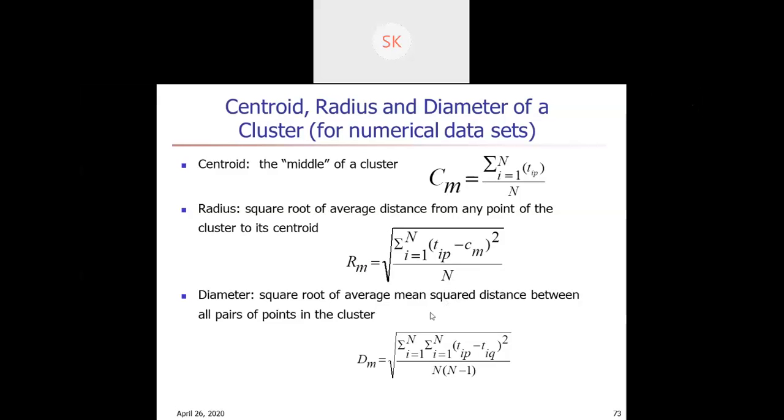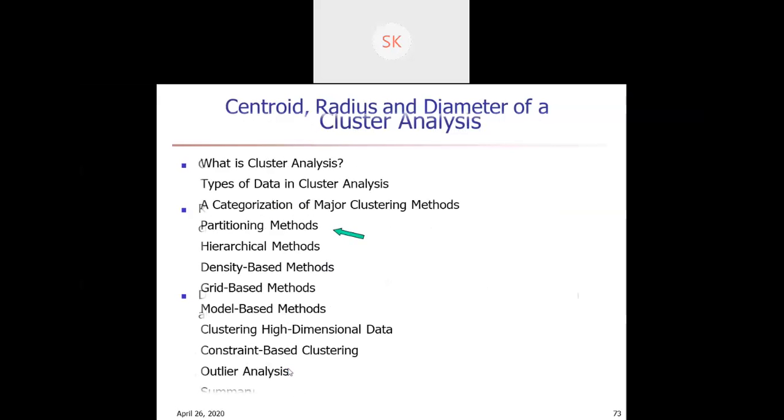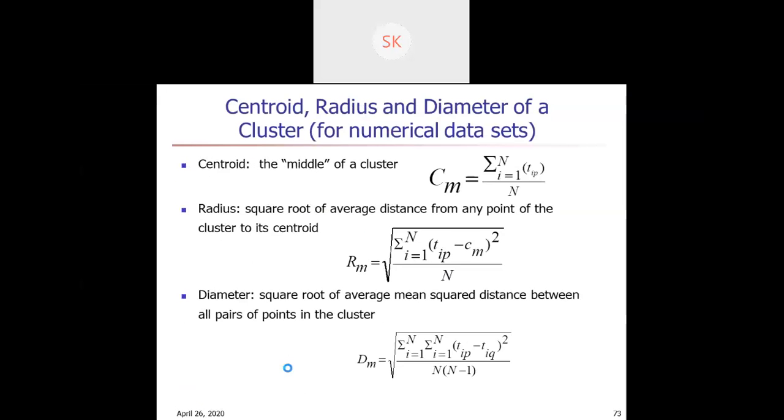Next is diameter. Diameter is what? That is the square root of average mean square distance between all pairs of the points in the cluster. The mean square distance is computed in the upper part, and that is divided by n of n minus 1 to get an average mean square distance between all pairs. So tip minus tiq, all pairs are compared. So these are ways to compute the radius, centroid, and the diameter.